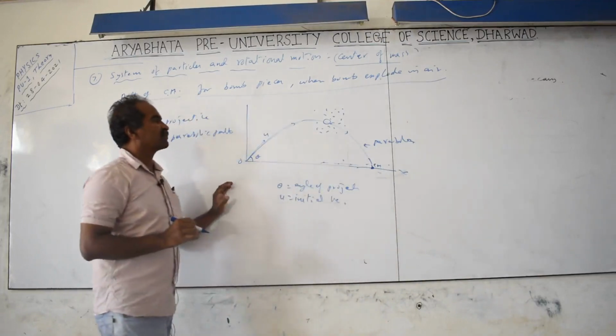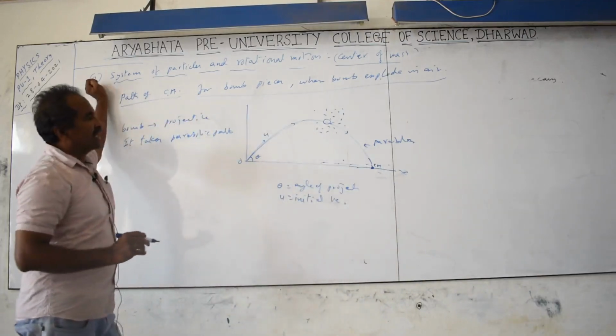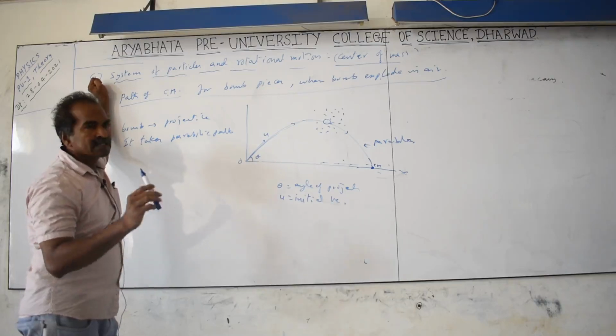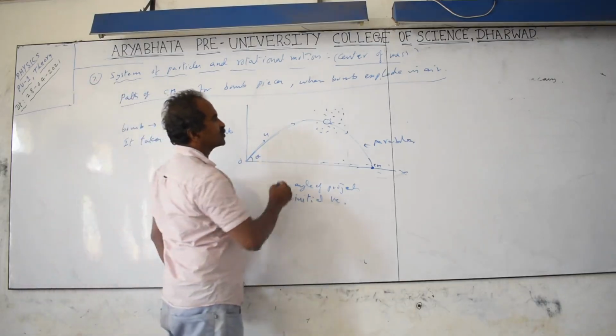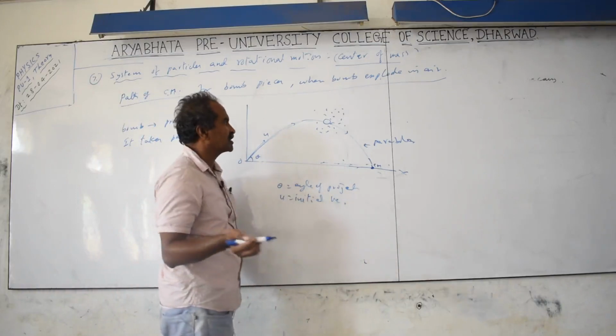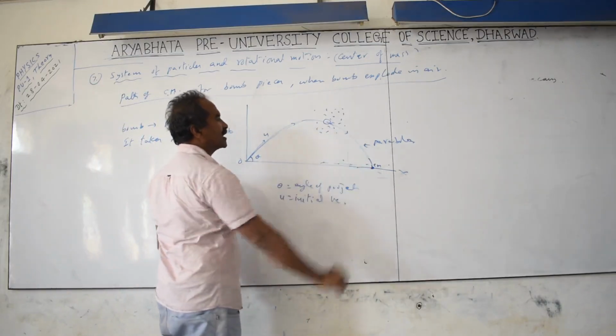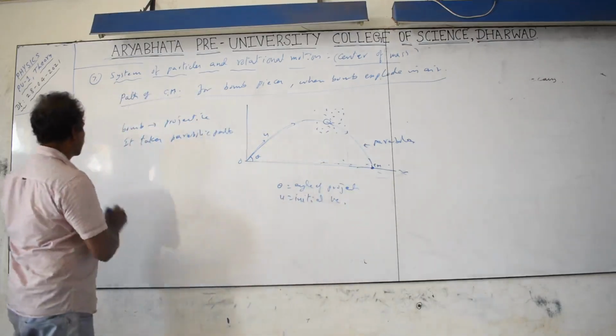The point is that if the bomb is projected into the air as a projectile, it takes a parabolic path. If it explodes somewhere in mid-air, it breaks into several pieces flying in different directions. But the center of mass of all the particles still takes the same parabolic path that the bomb would have taken without the explosion.